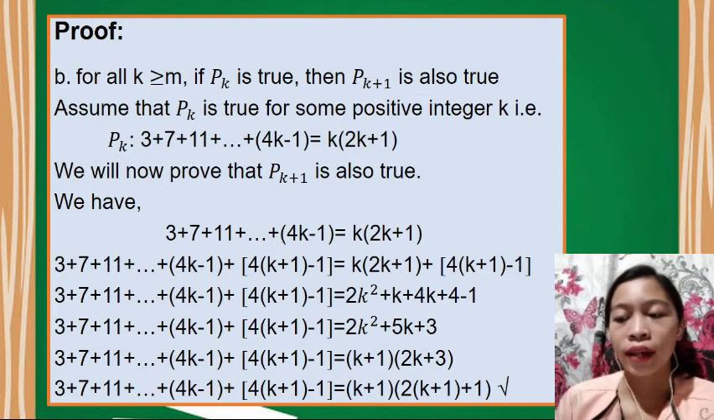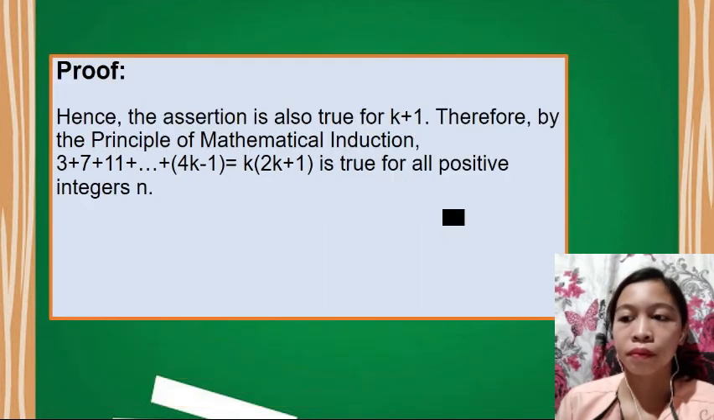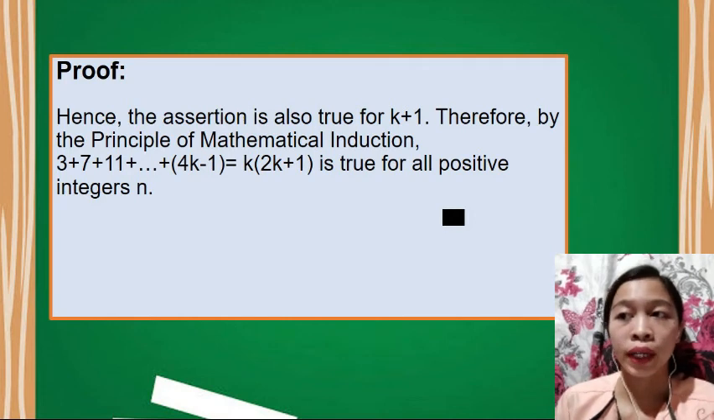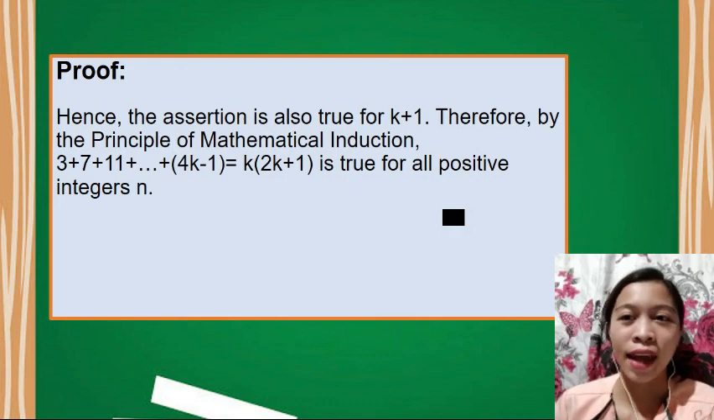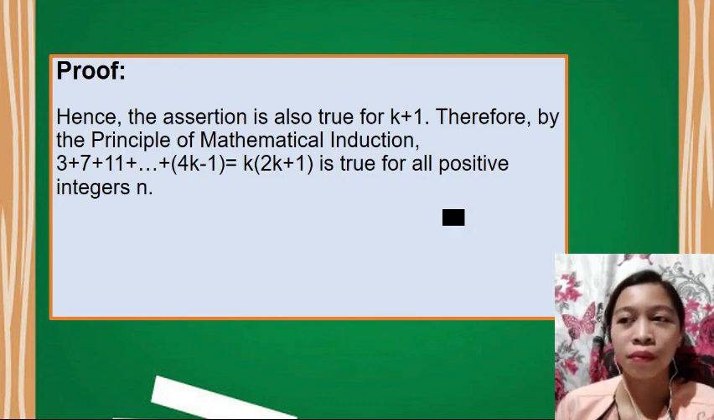This is correct because we have it here. Hence, the assertion is also true for k plus 1. Therefore, by the principle of mathematical induction, 3 plus 7 plus 11 plus dot dot dot plus 4n minus 1 equals n times 2n plus 1 is also true for all positive integers n. End of proof. Yay! We're done with our discussion.